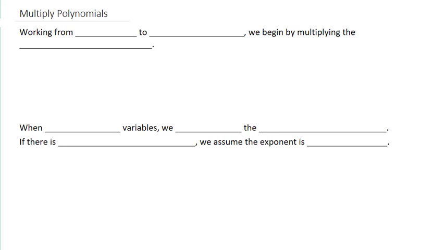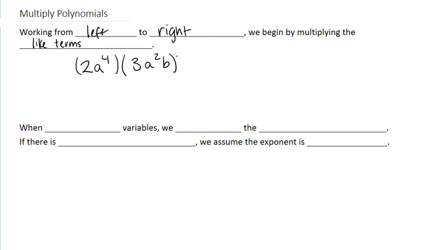Multiply polynomials. Working from left to right, we begin by multiplying the like terms. So for instance, if we have 2a to the 4th times 3a squared b, you can only multiply the 2 times the 3. So that would then be, as we move left to right, 6.